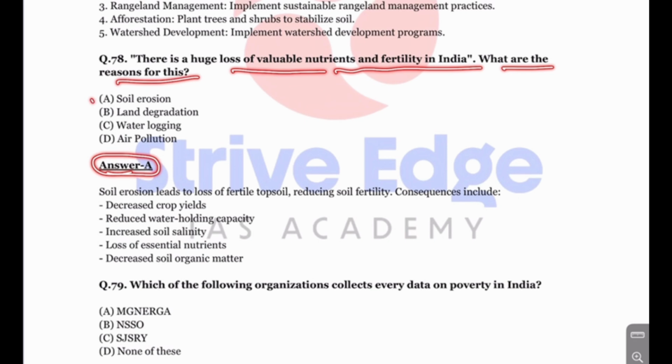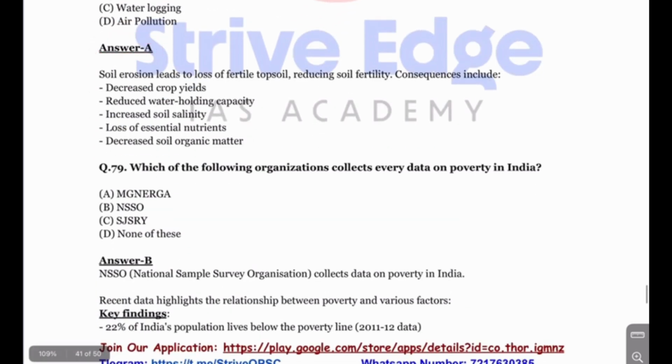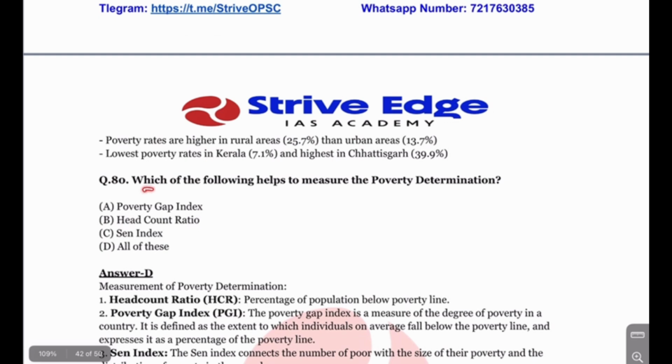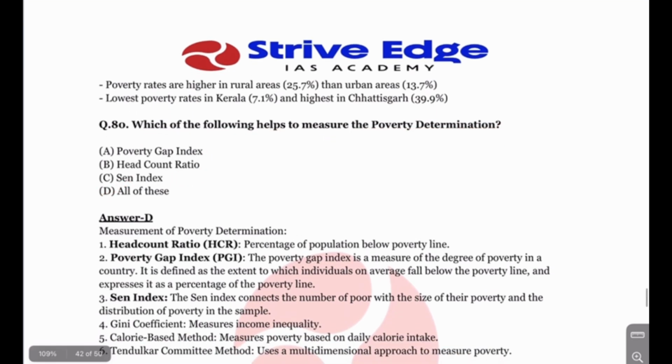Okay. So which of the following organizations collects data on poverty in India? It is the National Sample Survey Organization. Very simple and direct question also. Which of the following helps to measure poverty determination? It is the poverty gap index, head count ratio, and so on. So D, that is all are used. So here the answer is D, all are used to determine poverty.